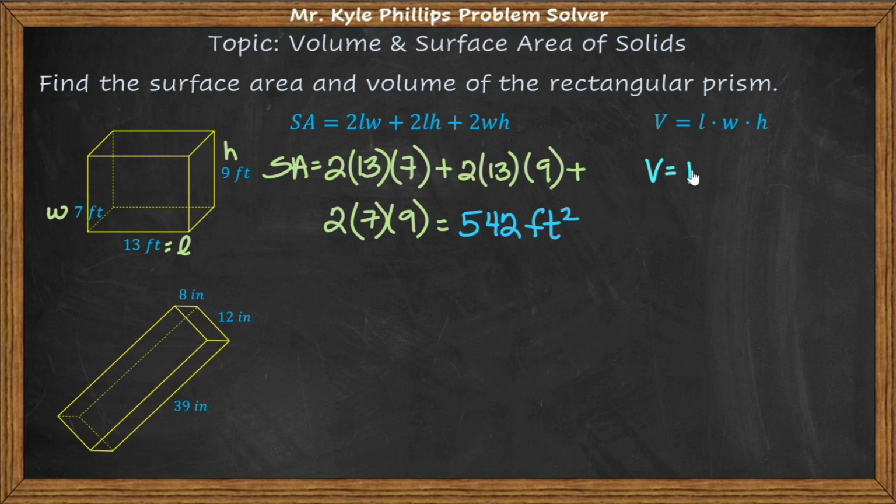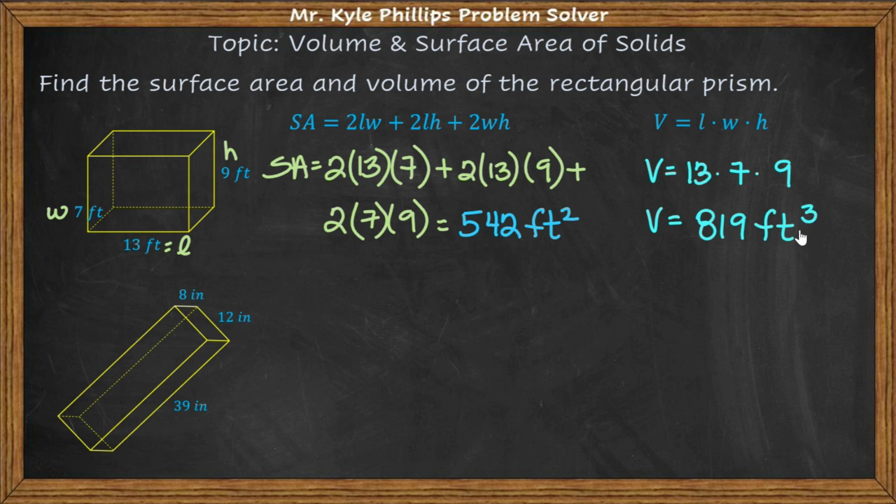So that is going to be 13 times 7 times 9. And here my volume is going to be 819 cubic feet.